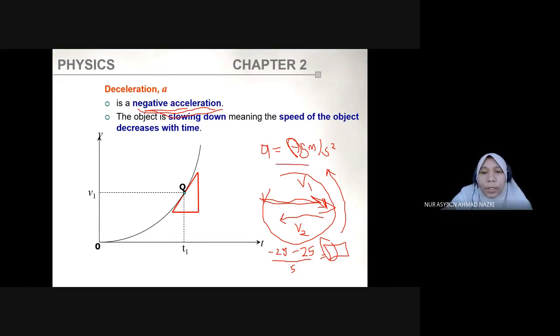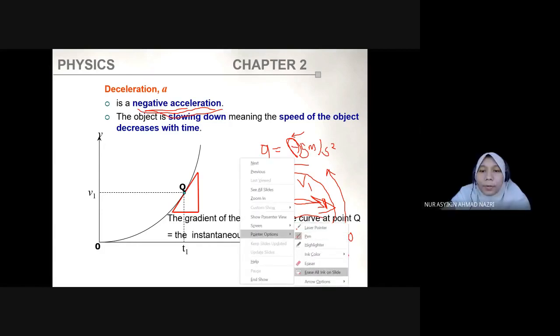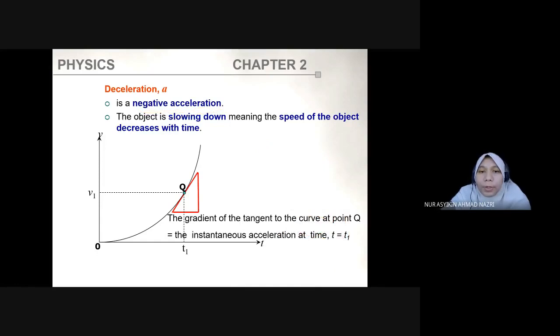Macam yang ni dia dapat negatif 10. Okay. So dia dapat negatif 10. So menunjukkan acceleration dia ke arah sini. Okay. But this one, acceleration dia ke arah sini juga, tapi it used to explain the deceleration. Okay. So don't be confused. Boleh? Clear tak? Alright, good.